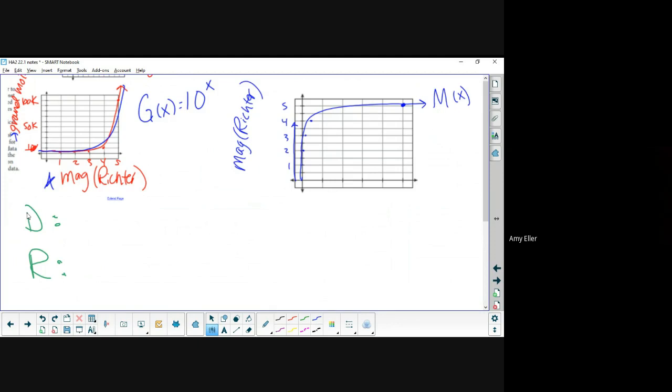Domain. For this first one, g of x, the domain in words is the magnitude. The lowest magnitude is what number? 0. I would say we could include 0. Does the Richter scale have a 0 on it, or was 1 the first one? It has a 0. I don't see a 0. I would be a little iffy. I would go with it. I would think 0 would be okay. So 0. What's the highest number we can go in the x magnitude direction?